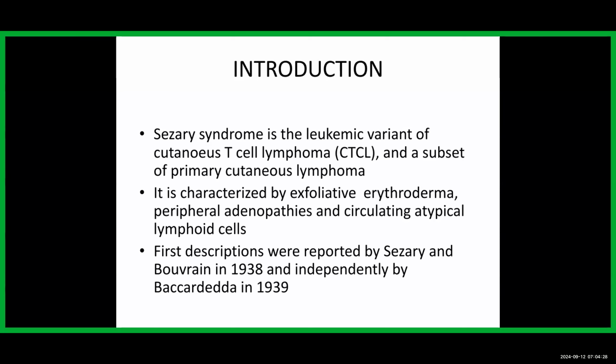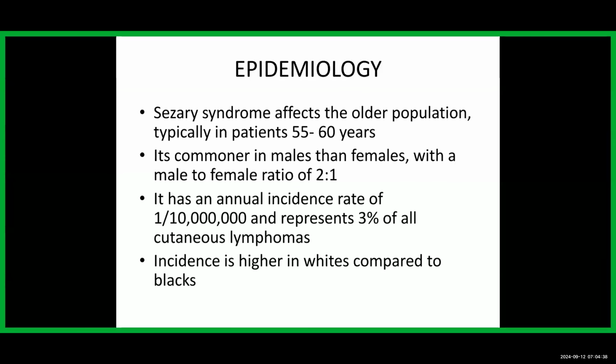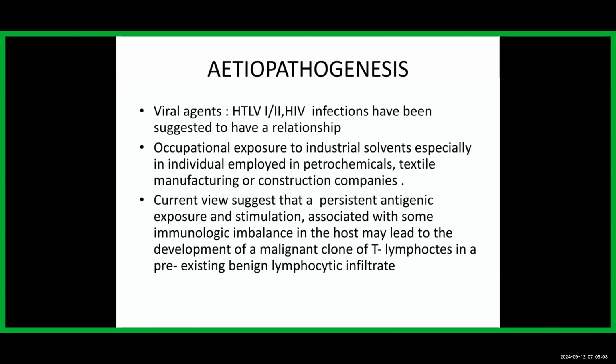First description was reported by Sezary and Bouvrain in 1938 and independently by Taswell in 1939. It's commoner in the older population, usually 55 to 60 years. It's commoner in males. The male to female ratio is 2:1. The annual incidence is 1 in 10 million individuals. So it's quite rare compared to the other variants of the disease, and it represents 3% of all cutaneous lymphomas. It's also commoner in whites.